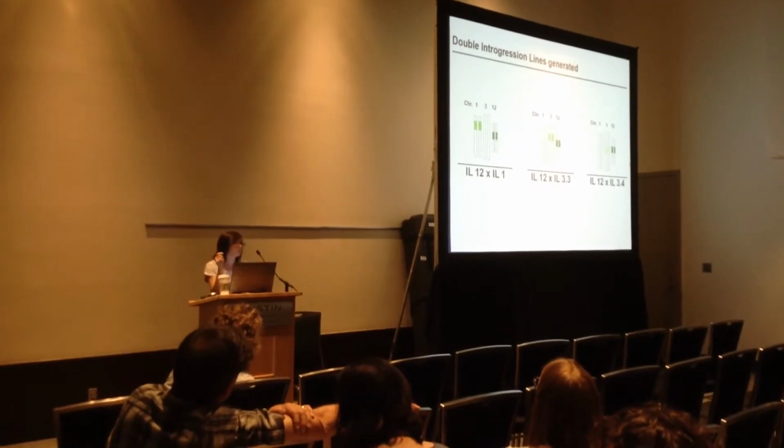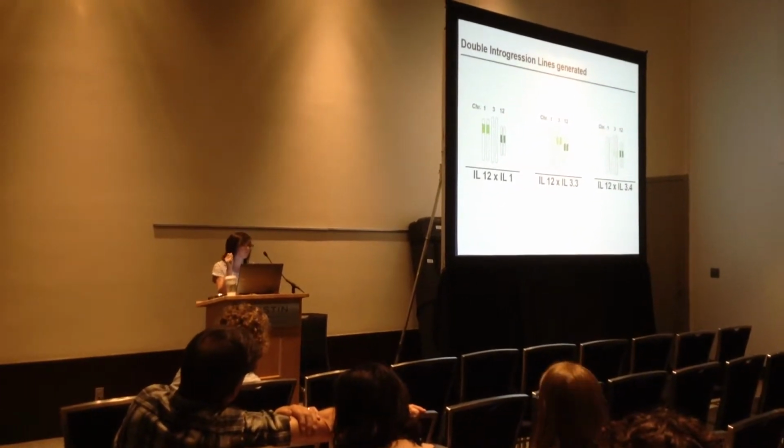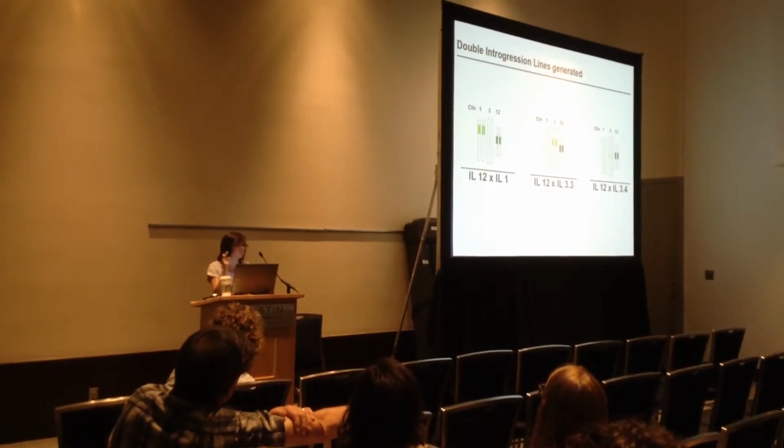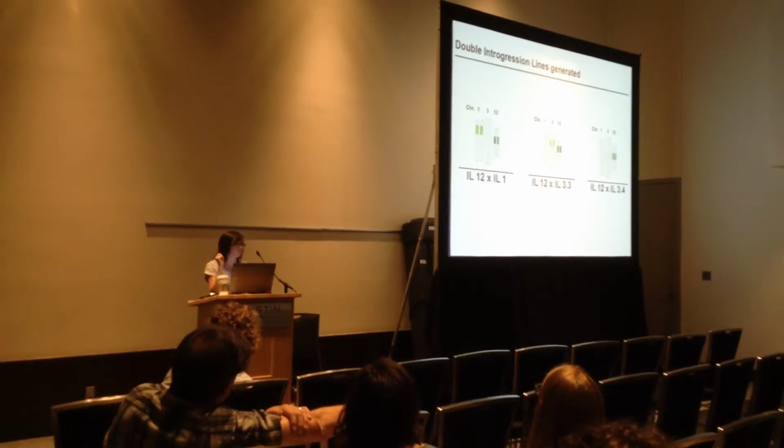And so the data that I'm going to show you today is only with 3 crosses. They all include chromosome 12, and then it's with either chromosome 1 or the 2 different introgression lines on chromosome 3.